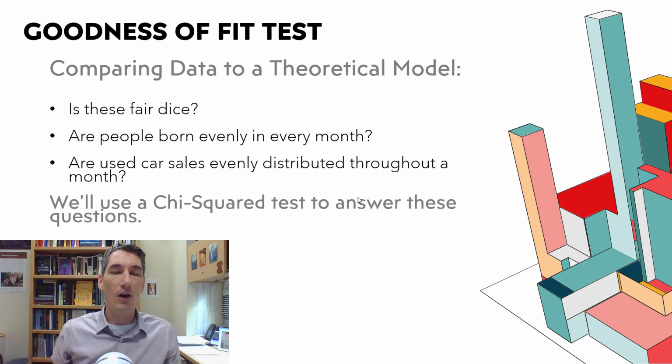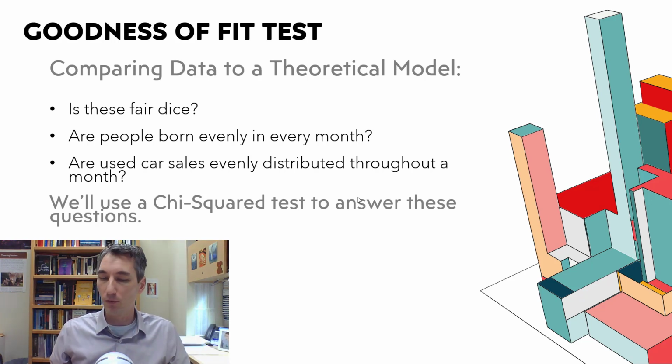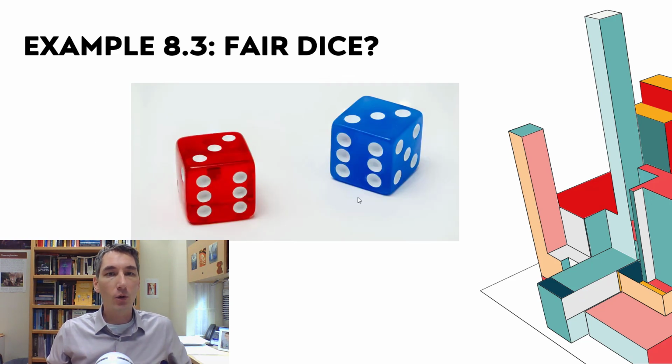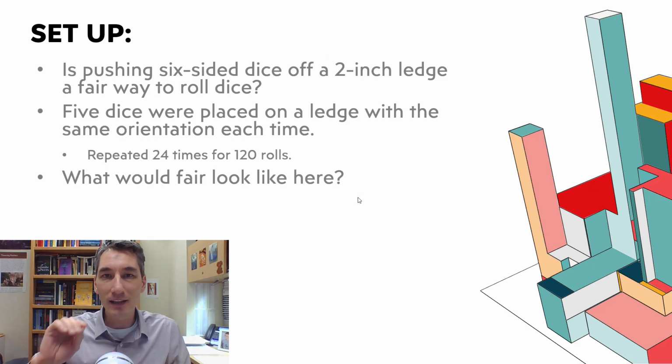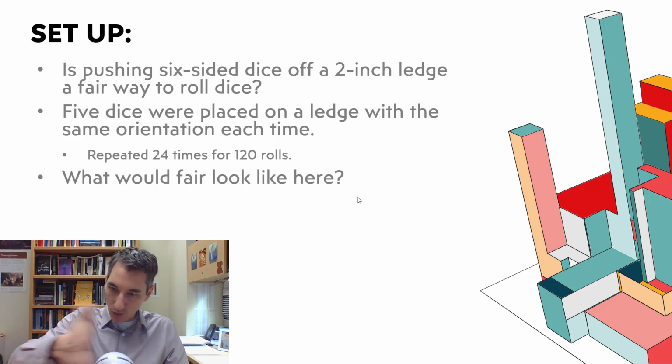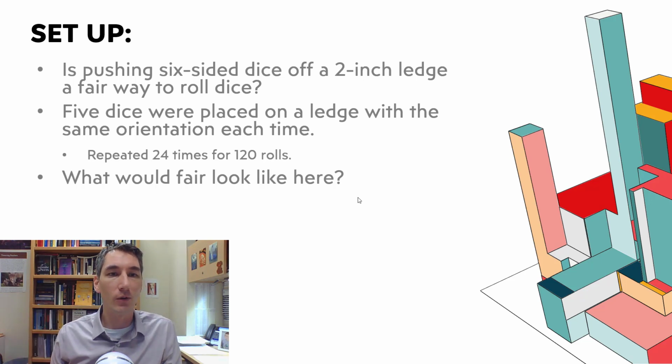All of these can be answered using a chi-squared test, but we have to do it a little bit differently from how we did before. The question we're going to look at in particular is the fair dice question. The way they tested this was kind of interesting. They set up some six-sided dice on a little ledge, and then they pushed them off the ledge, and they wanted to see if that was a fair way to roll the dice.